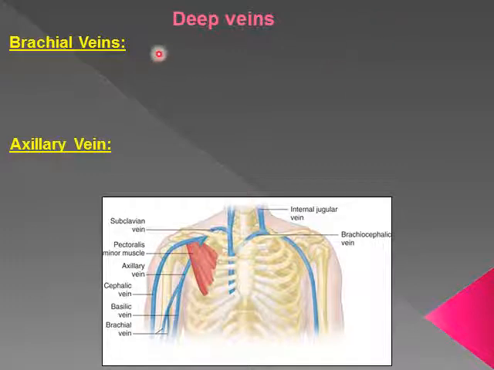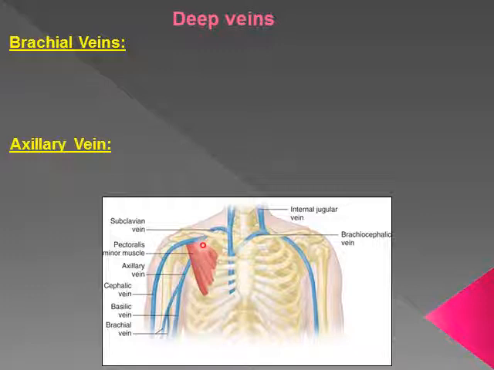Now we'll talk about the deep veins of the upper limb. They include the brachial veins, or venae comitantes of the brachial artery, and the axillary vein. The brachial veins are 2 venae comitantes accompanying the brachial artery on both sides. They ascend upwards to terminate in the axillary vein, and they begin by the union of the venae comitantes of both the radial and the ulnar arteries.